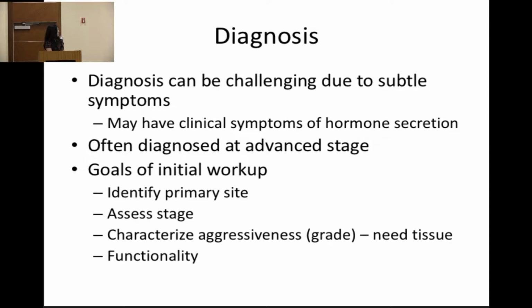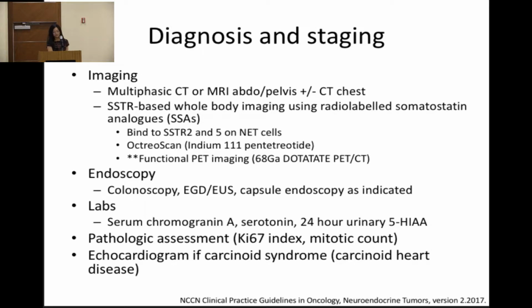So the goals of workup are to identify the primary site, assess the stage or extent of disease, characterize the aggressiveness by looking at the tissue, the Ki-67 and mitotic count, and also establish functionality. NCCN guidelines recommend getting multiphasic CT or MRI, plus or minus CT chest as indicated. But importantly, all patients should get somatostatin receptor-based imaging. Previously, we used the OctreoScan, and as Dr. Liu talked about, the gallium scan is now becoming the standard, which is a lot more sensitive.